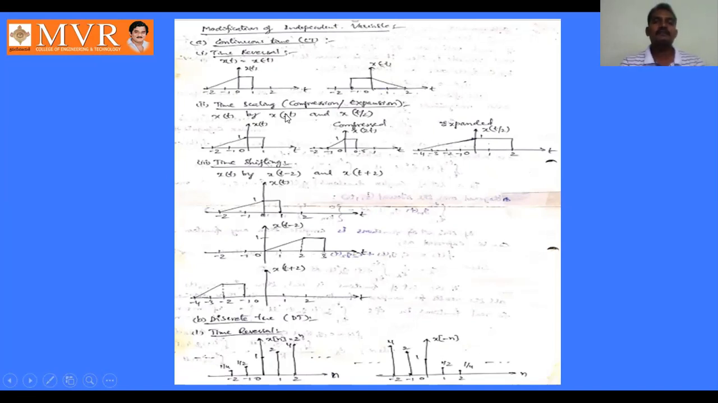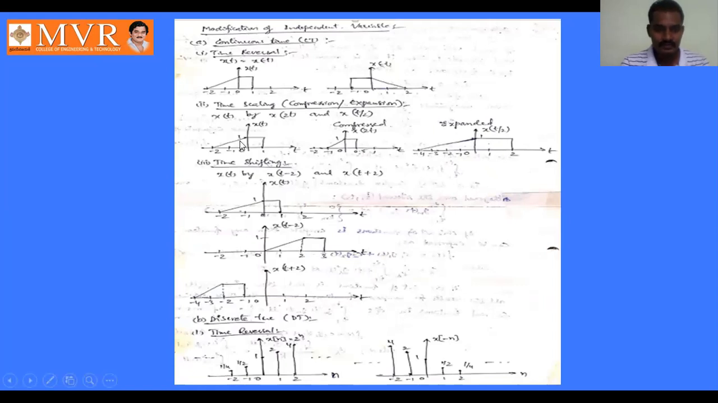Similarly, time scaling means time can be expanded or compressed. X of t is the given signal. X of 2t is a time compressed signal. So x of t can be modified as x of 2t. Similarly, x of t can be modified as x of t by 2. If it is modified as x of 2t, then the signal will be compressed. If it is modified as x of t by 2, then it will be expanded. How to get these signals? By using the straightforward method, we can get these signals.